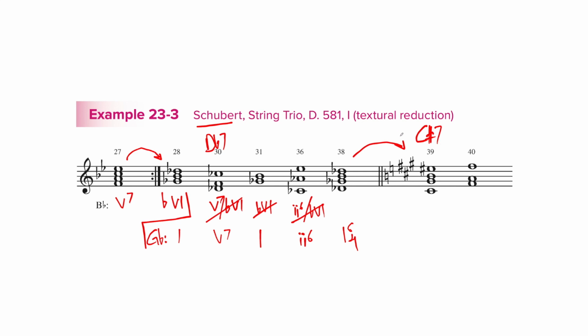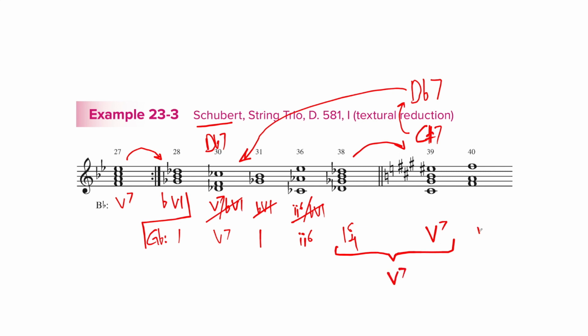Actually, what we hear is a D flat dominant 7th. It is the same chord, the same sound. And D flat dominant 7th is the dominant chord of G flat major. So I can label it as 5-7, which would make the second inversion tonic chord the cadential 6-4, and then minor 1.